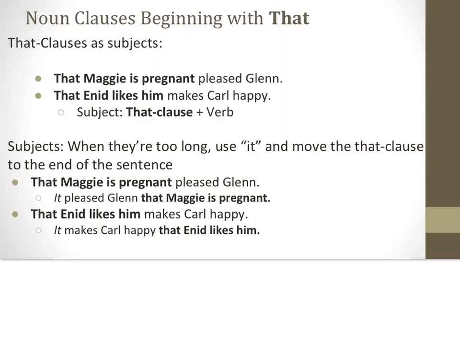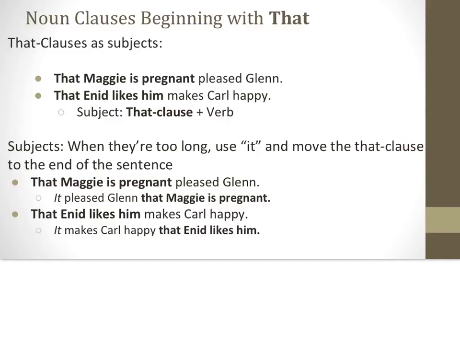When that clauses are used as subjects, they come before the verb in the sentence. Look at the following example. That Enid likes him makes Carl happy. That Enid likes him is the subject of the verb makes. You probably noticed that this example, that Enid likes him makes Carl happy, is an awkward sounding sentence. It's grammatically correct, but when that clauses are used as subjects, they can sometimes get very long, which makes it difficult for readers to identify them as subjects.